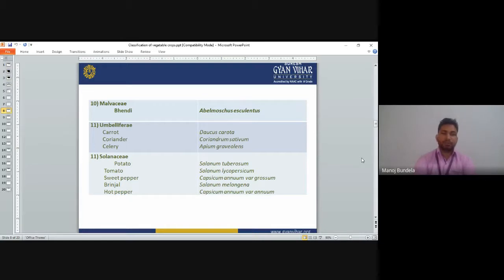Next is the Solanaceae family. First one is potato, Solanum tuberosum. Tomato, Solanum lycopersicum. Sweet pepper, Capsicum annuum variety grossum. Brinjal, Solanum melongena. Hot pepper, meaning chili, Capsicum annuum variety annuum.